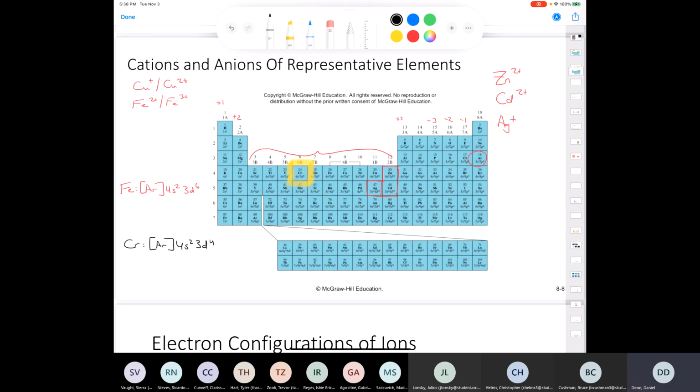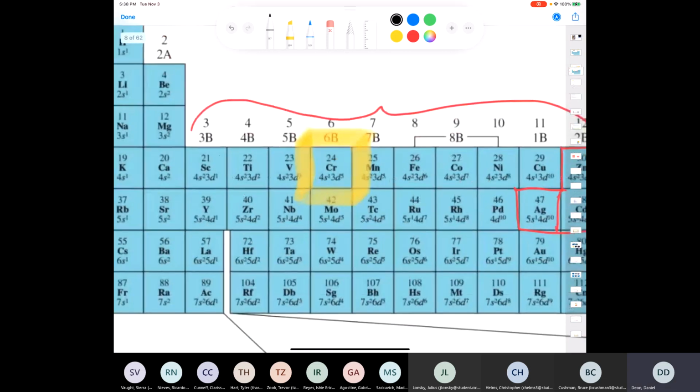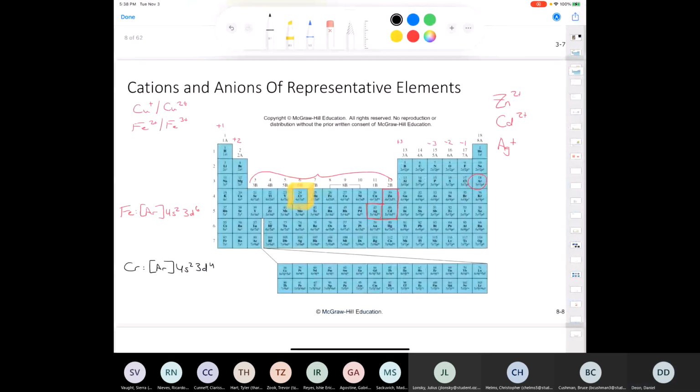If you zoom in here, though, on the chromium, what do you see? It's 4s1, 3d5. So it's not what we wrote. Okay? So this is not correct. The correct way to write the electron configuration for chromium is argon 4s1, 3d5. Let me write out the orbitals and show you why. Here's the 4s orbital. Here are the five 3d orbitals. So you'd have one in the 4s and 1, 2, 3, 4, 5 in here.